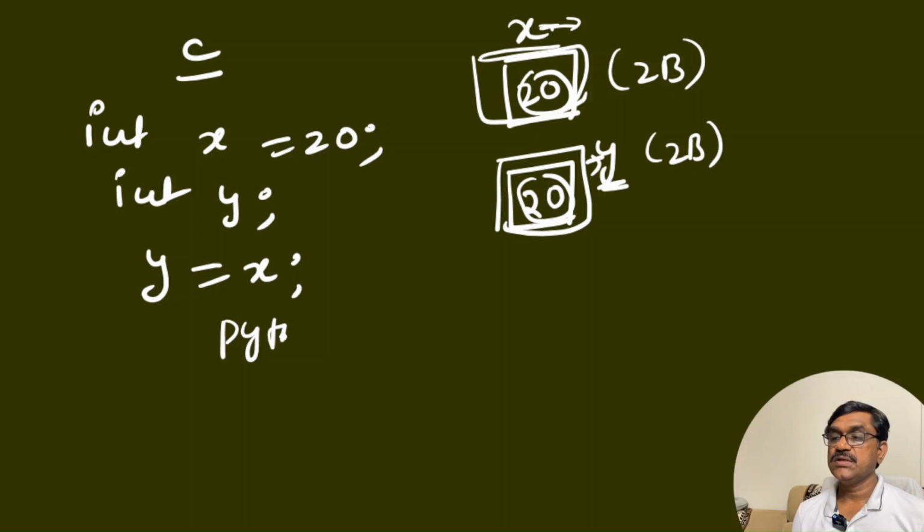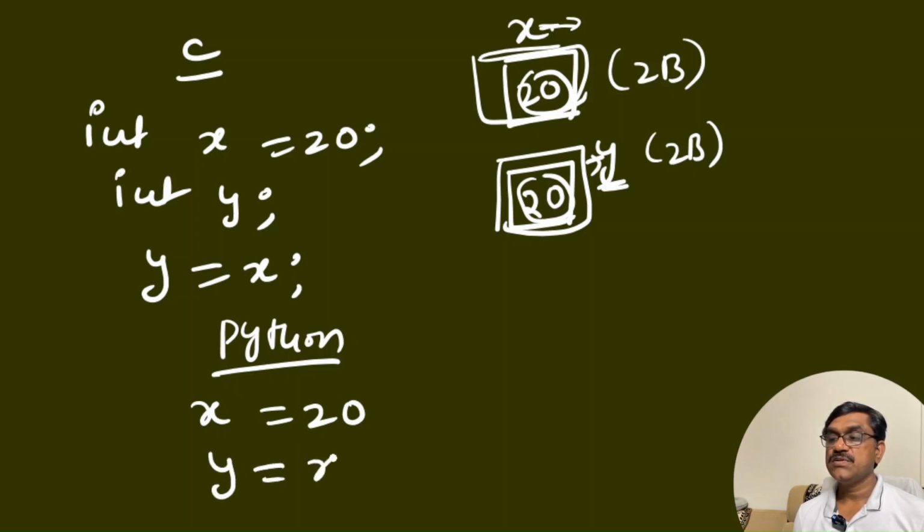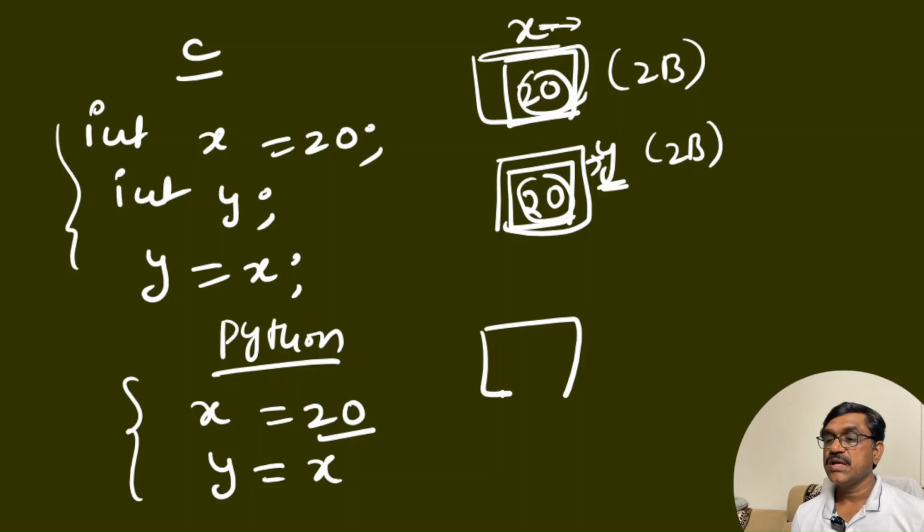If you use Python, here I am saying x equals 20. After that, we are saying y equals x. The same thing can be done in Python like this: x equals 20 and y equals x. So here first we are giving importance to the value. What is the value here? We are storing 20. First, the memory is allocated for the value 20, and you treat it as a box.